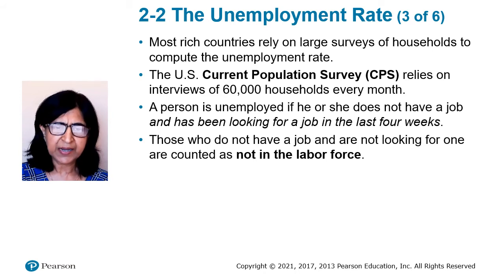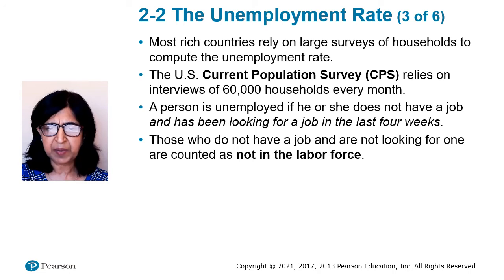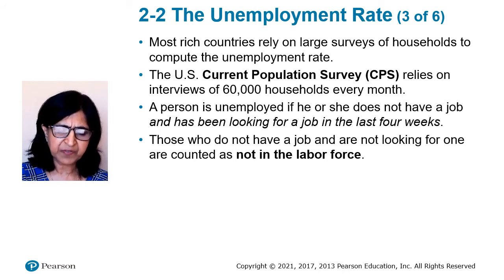In the United States, estimates based on the CPS show that in December 2018, an average of 157 million people were employed and 6.3 million people were unemployed. So the unemployment rate was 6.3 divided by the sum of 157 plus 6.3 equals 3.9%.